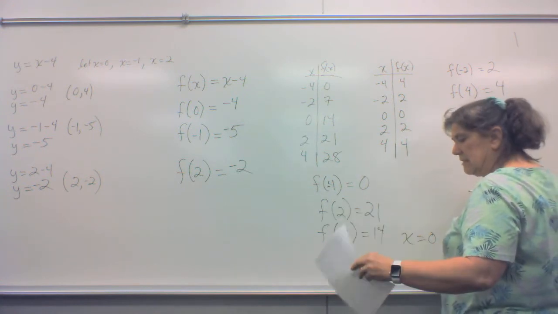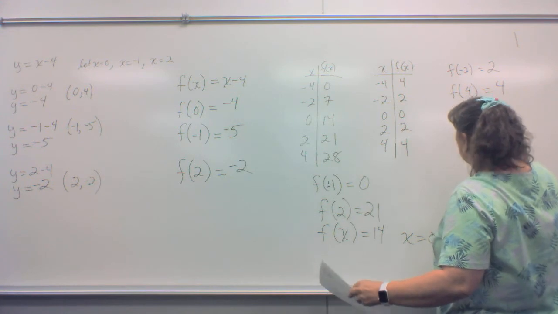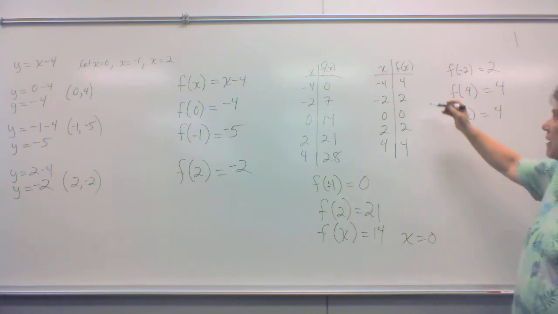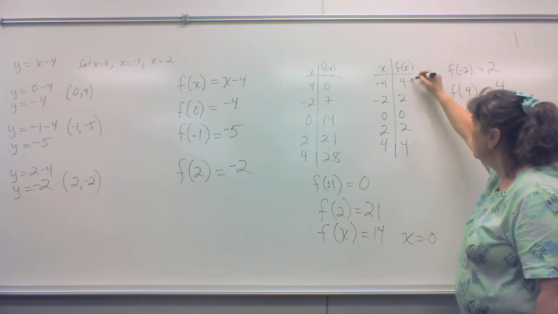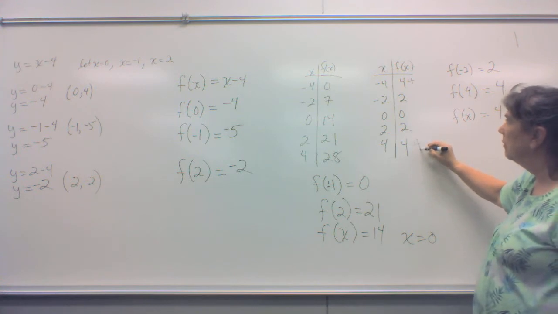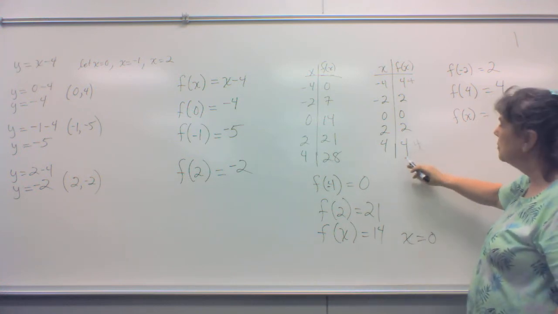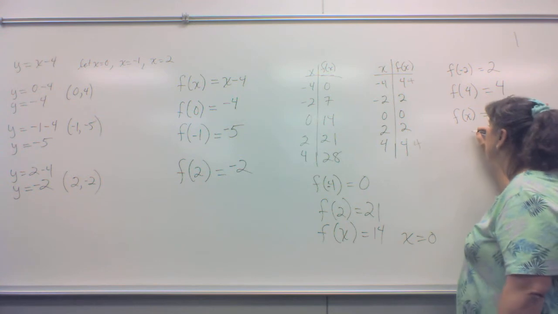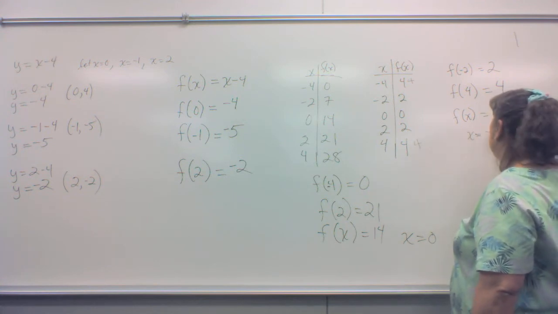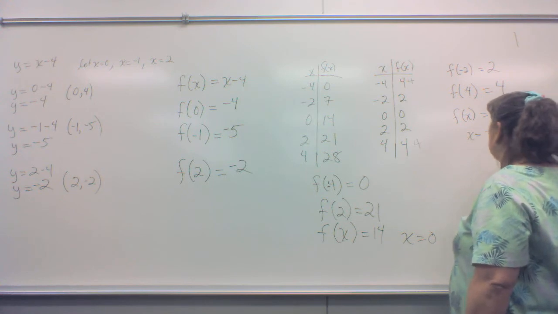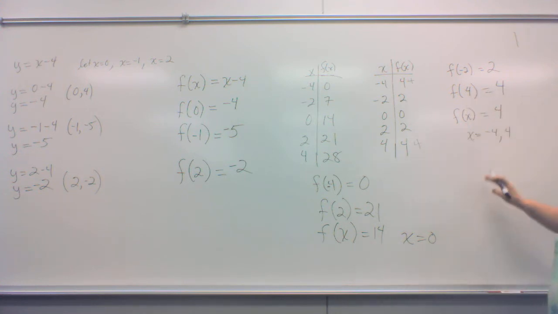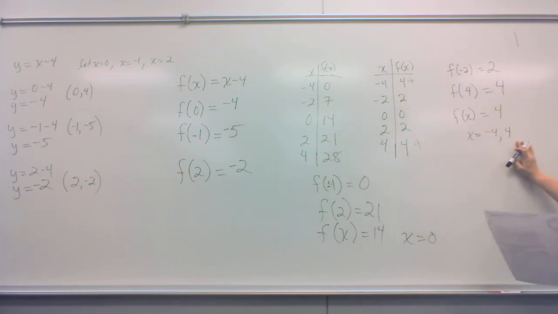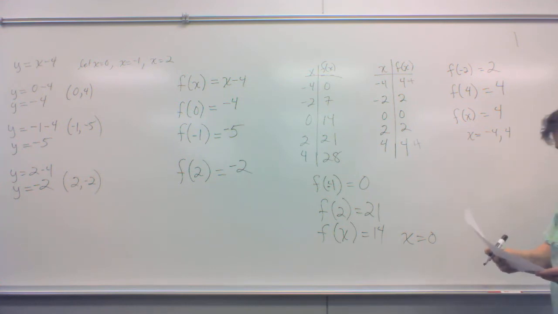Now what if it says f of x equals 4? Well, that means I'm going to look in my f of x column. I have a 4 here and a 4 here. Therefore, what's going on here? Well, I have two x values that produce a 4, so my x is equal to negative 4 and 4. So there's two potential values that produce that number 4, and you have to list both of the x values in this case. So that one's a little bit different than the others you have done.